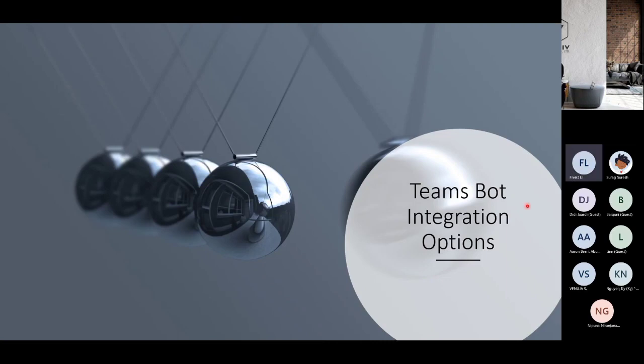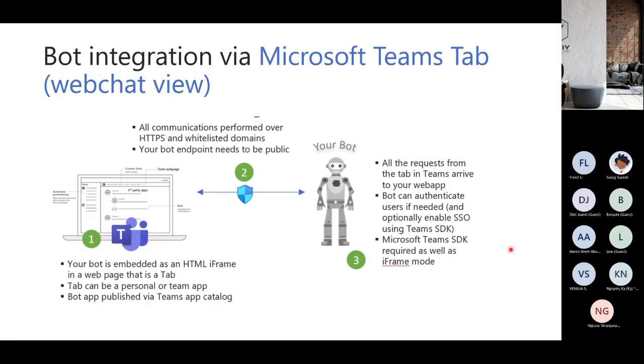When we talk about the Teams bot, we have multiple integration options. This section will answer, if I have the bot application already, or if I want to create a bot application for Teams, which integration options I can choose. The first option is if you already have bot services running like a web page, we can use the Microsoft Teams tab to embed the HTML iframe in Teams. Then it will easily use your existing bot assets in the Teams application scenario.